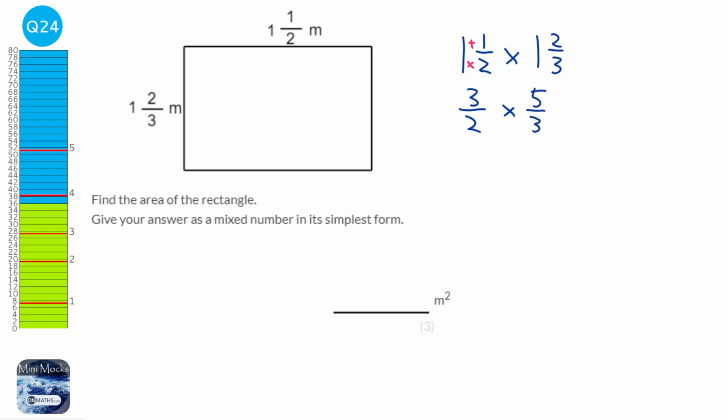Now we don't need to get the denominator the same, because we're multiplying. All we do now, really easily, is just multiply the tops and multiply the bottoms.